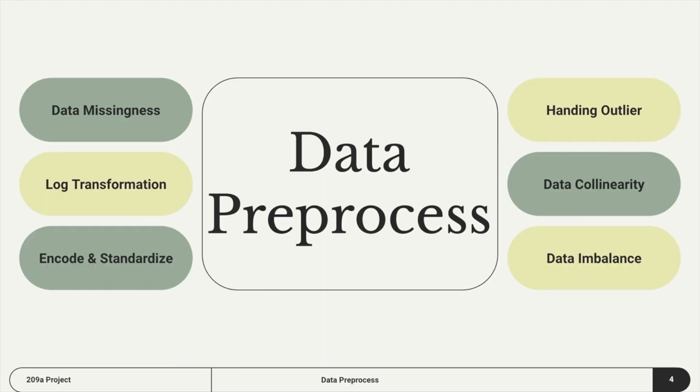Then, to prepare the data, we follow a structured pre-processing strategy. First is missing data. We find that there are some features that have more than 40% missing values, so we directly drop them. For the remaining missing values, we filled them with the median or the mode. Then we handle outliers and apply log transformations to make sure our numerical features are less skewed and closer to the normal distribution. And then we do the typical standardizing and encoding.